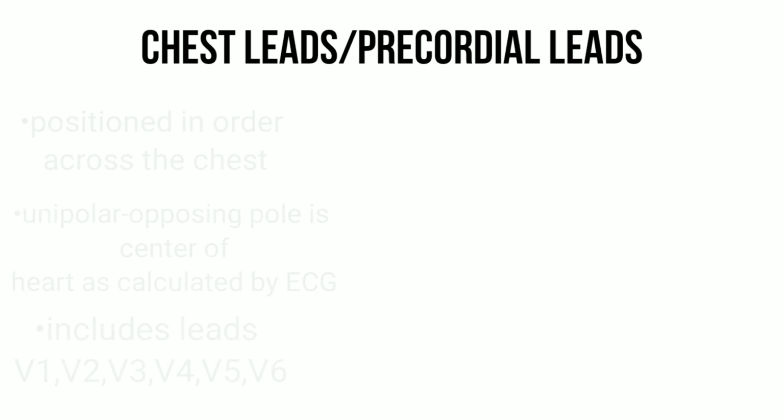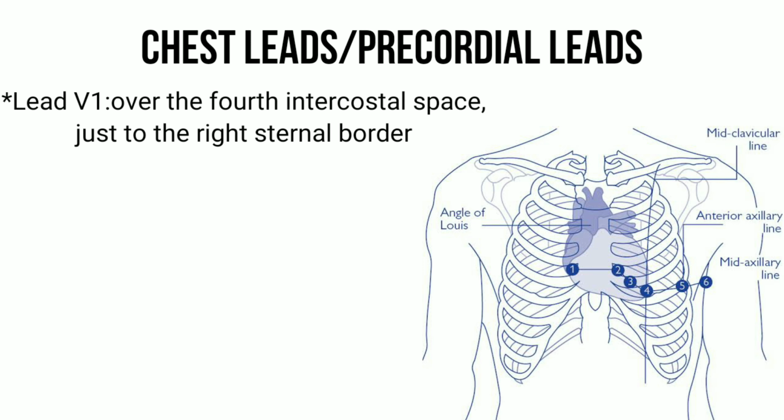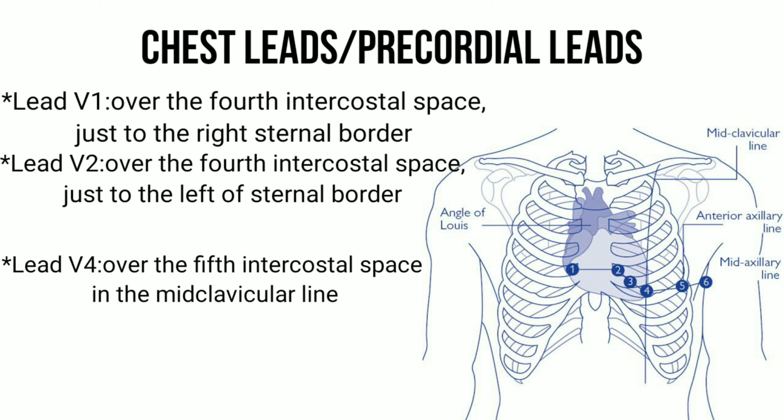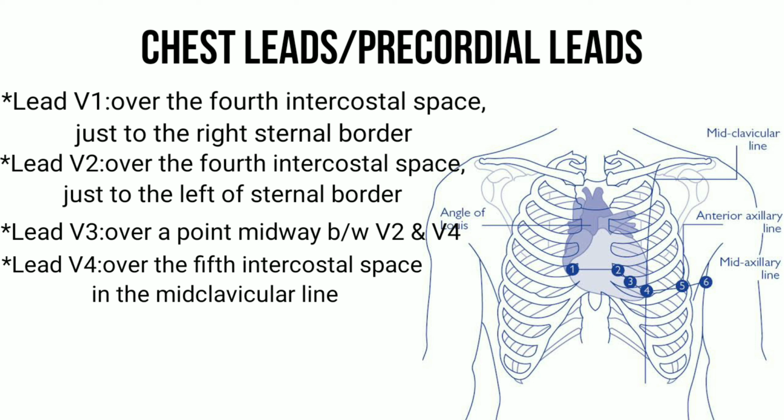They are: lead V1. This electrode is placed on the 4th intercostal space just to the right of the sternal border. And lead V2. This electrode is placed on the 4th intercostal space just to the left of the sternal border. And lead V4 is placed over the 5th intercostal space in the mid-clavicular line. And lead V3, which is placed over the point midway between V2 and V4.